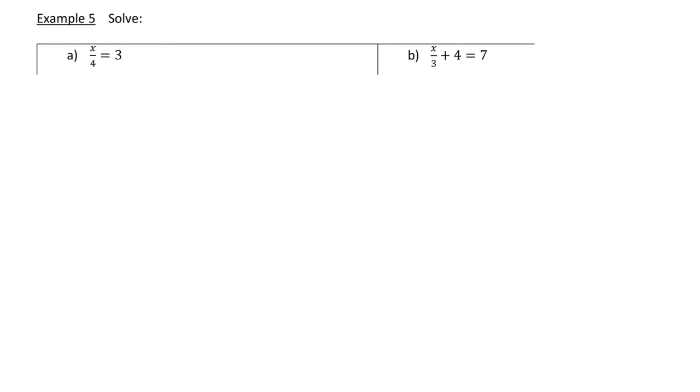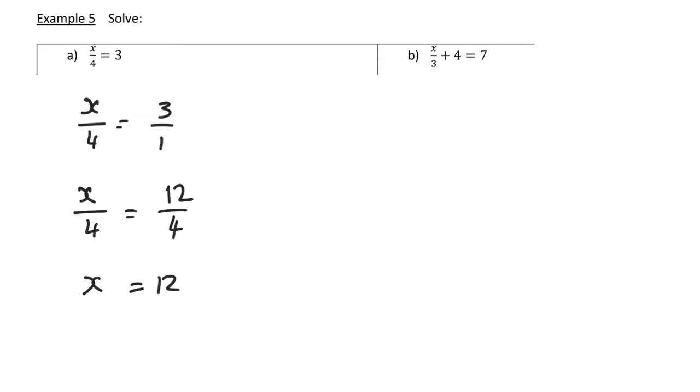Example 5a, x over 4 equals 3. We want to practice this technique where we put everything as a fraction over 1. So it's going to be x over 4 equals 3 over 1. Now what we need is a common denominator, and between 4 and 1 we're looking at 4. So x over 4 is going to remain the same. Then to get 3 over 1 as a fraction out of 4, we multiply by 4, and that's 12 over 4. And now because the denominators are the same, we can simply say that x equals 12.